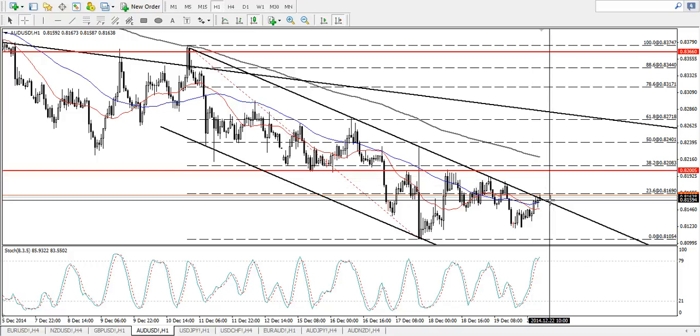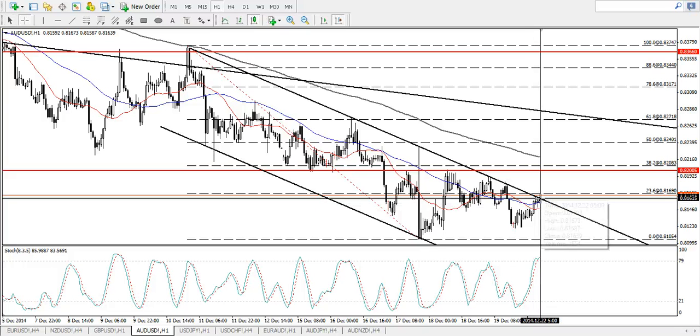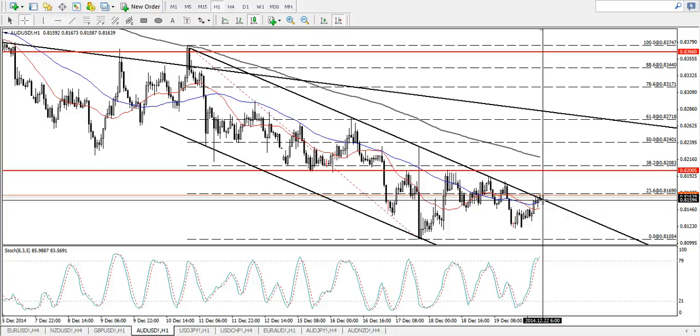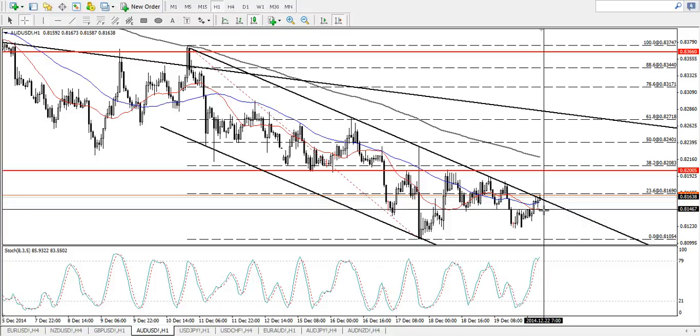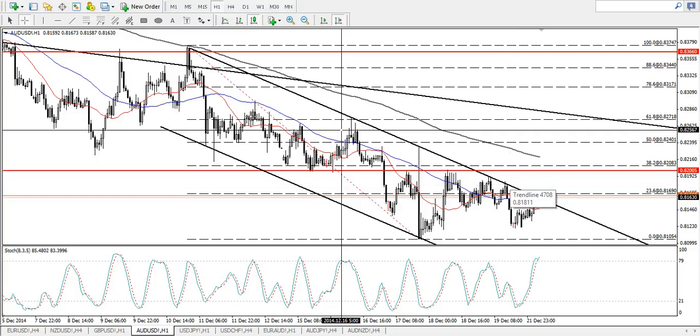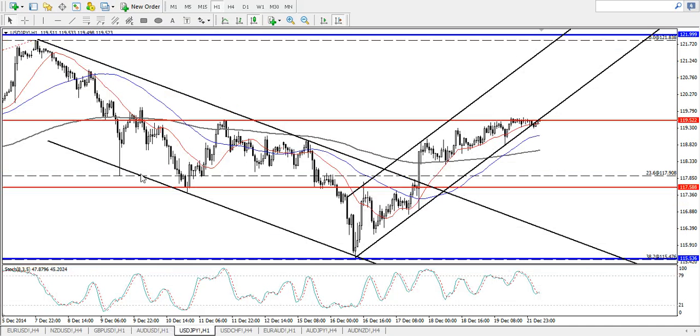And of course, right here itself, whereby stochastic is already at overbought, if these candles happen to be a reversal candle, or if it falls further and forms a confirmation, this could be a better setup to go for the shorts. Right, so that's for the Australia against the US dollar. Next, we have the dollar against the Japanese yen.